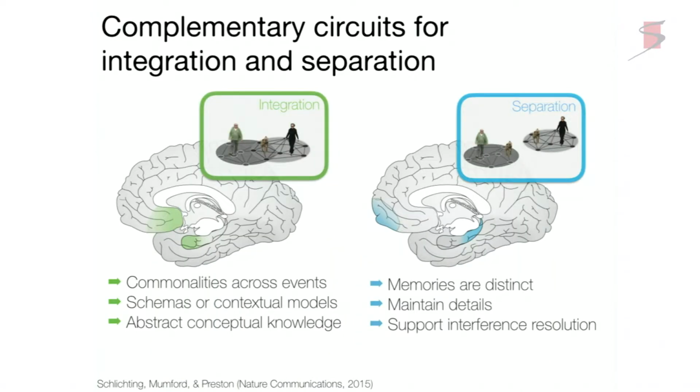Thinking about these, they might reflect independent and complementary circuits that emphasize different coding strategies to support different kinds of behaviors. These regions that are focused on integration allow us to extract these commonalities. They might help form schemas or contextual models of experience. And they might be particularly involved in conceptual abstraction away from the individual elements that you experience. At the same time, you have these dual codes that represent the distinctiveness among events. That allows you to maintain detailed information, but also allows you to overcome interference, right?